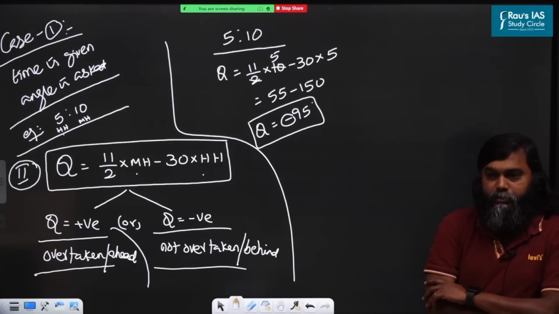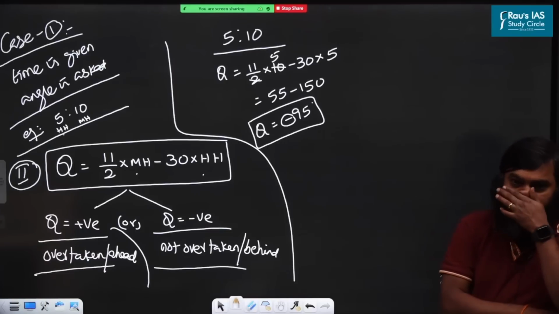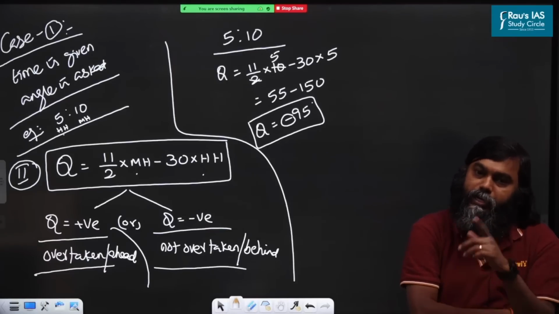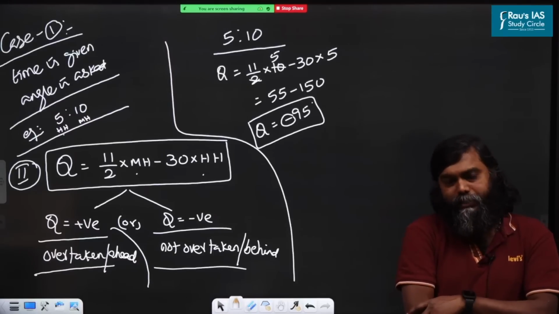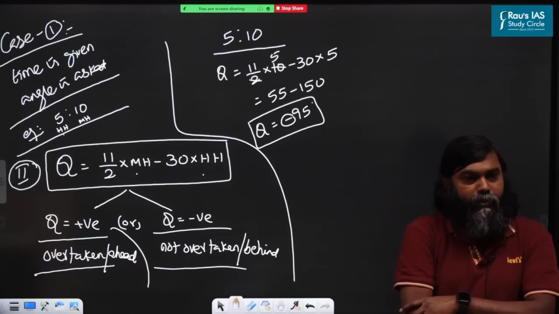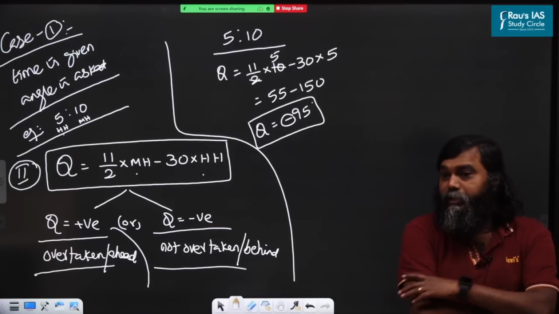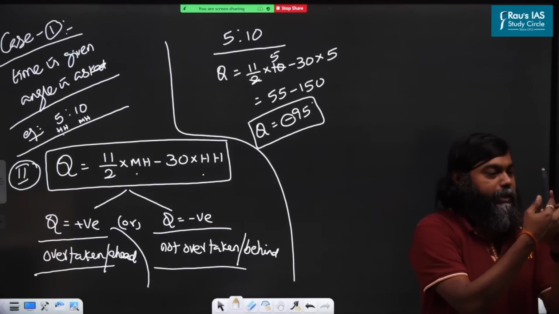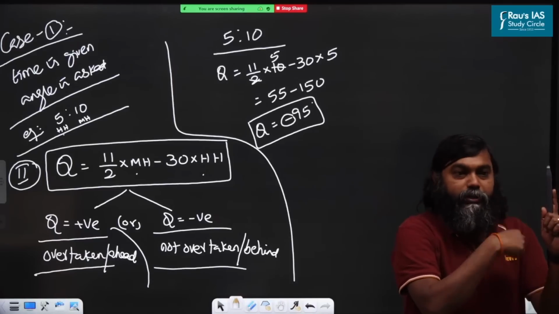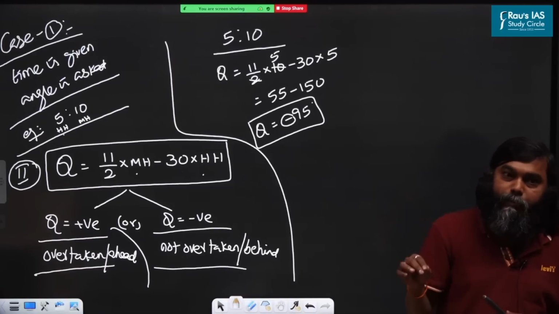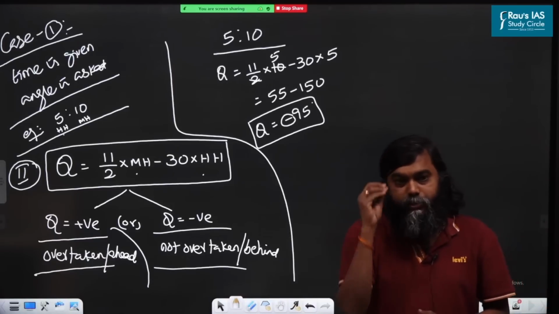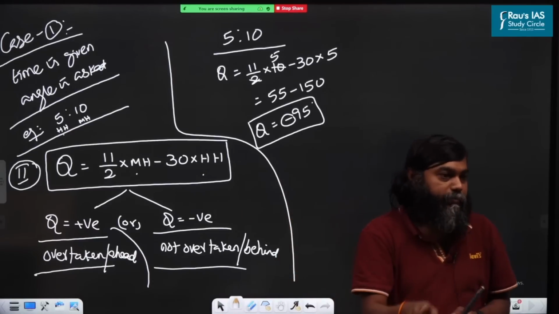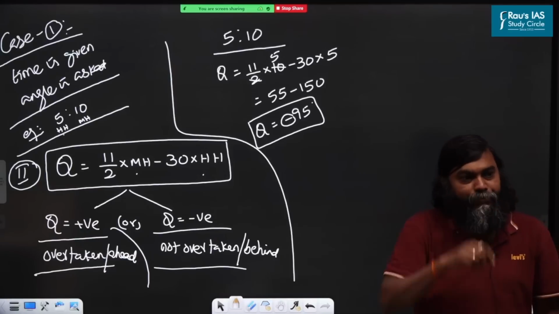What is the minimum angle you can create between minute hand and hour hand? 0 degree, when together. What is the maximum angle you can create between minute hand and hour hand? Now they are together, here 0. Then this must be 360 degrees. So always remember, 0 degree is synonymous with 360 degree, and 360 degree is synonymous with 0 degree. All are understood?